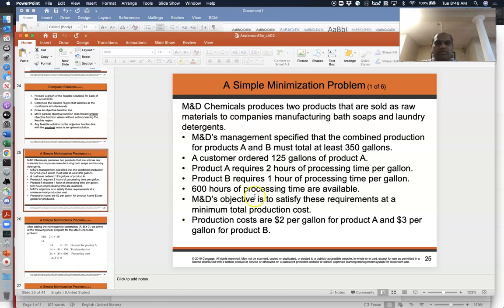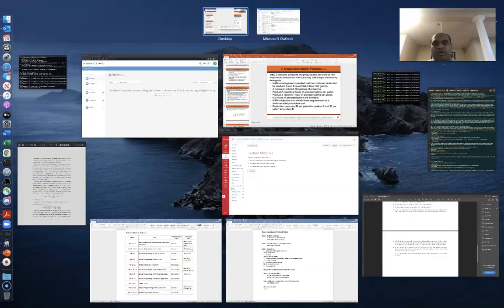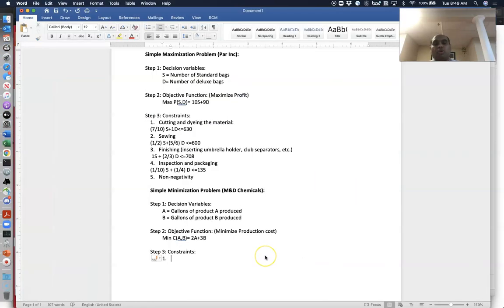So here, let's go through this. The first constraint is that you need to produce at least 350 gallons of both the products put together. So the total number of gallons that need to be produced is at least 350.